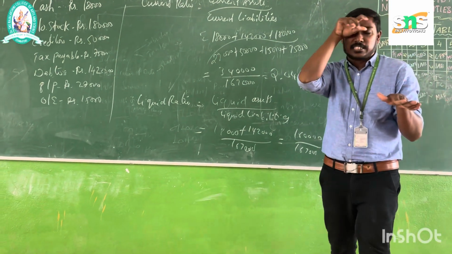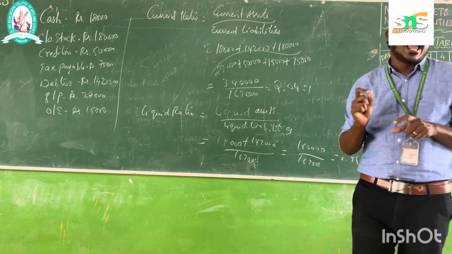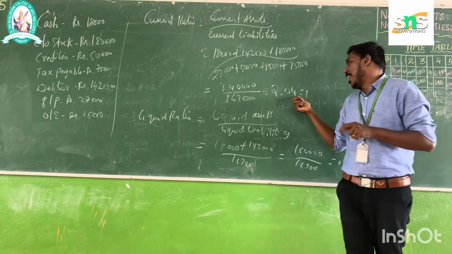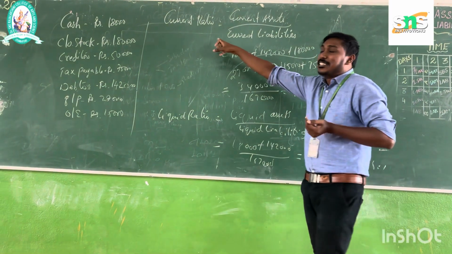A ratio is something we can express as one numerical expression, like this value is to 1. So this is the final answer for the current ratio.